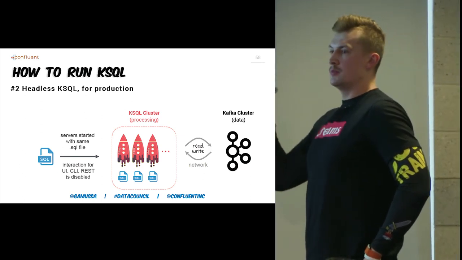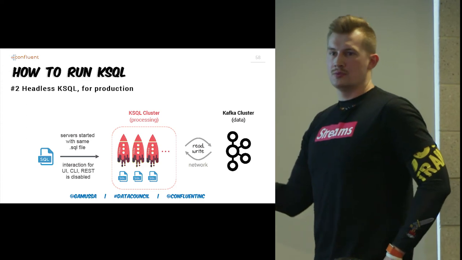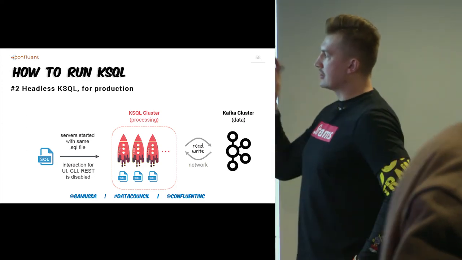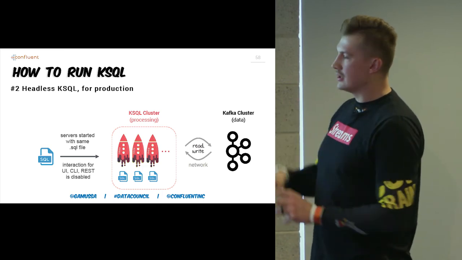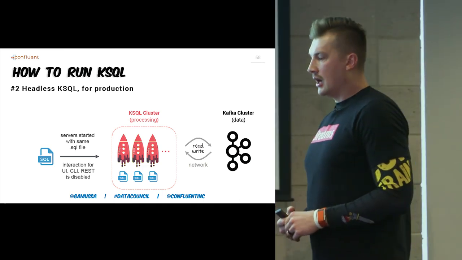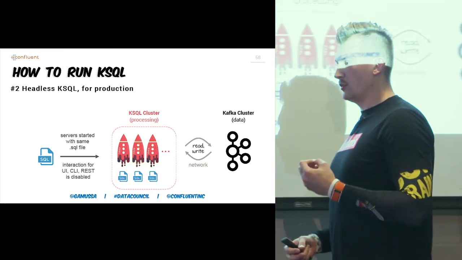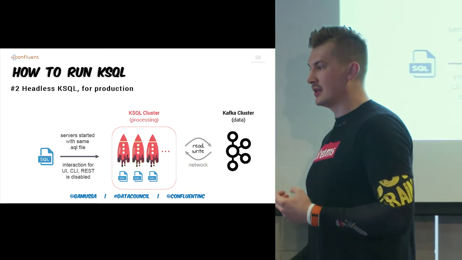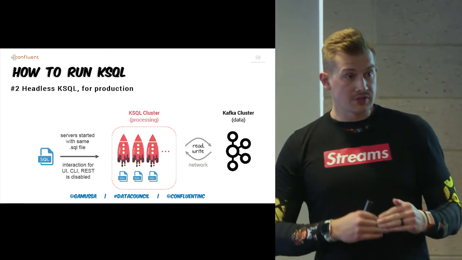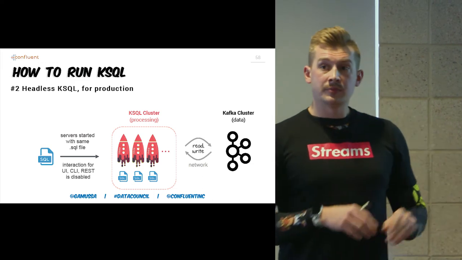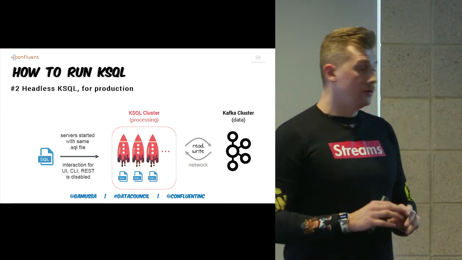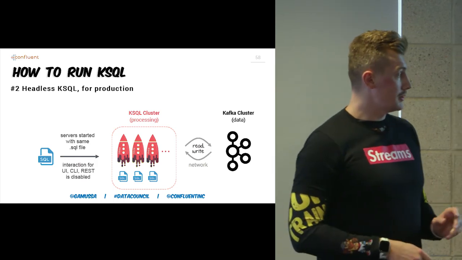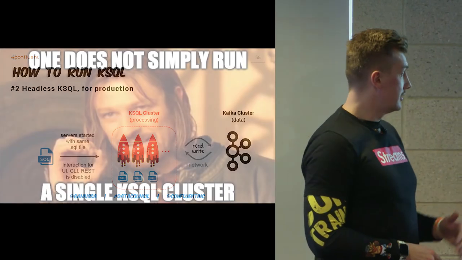KSQL can be deployed on a different host. It's supposed to be deployed on different hosts than Kafka, because we usually do not recommend anyone run it near Kafka, and still they talk to each other through the network. There's an interesting mode that allows you to deploy this in production called headless mode that allows you to write your stream processing application in a SQL file, ship this SQL file into KSQL and lock down this environment. So you're writing your app in SQL.